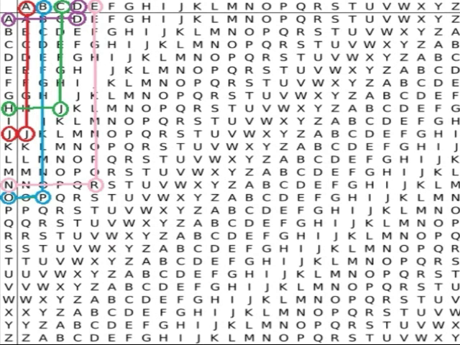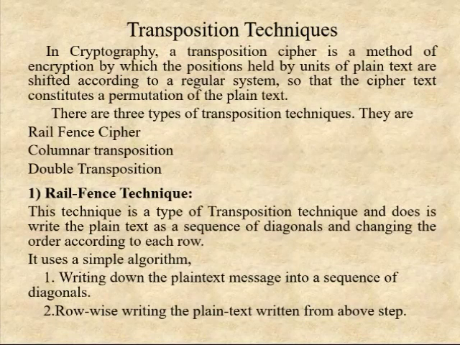Another example: the plain text letter is C and the key value is H, then we get ciphertext letter J. We continue the process. This is the polyalphabetic cipher. These are the substitution techniques. The next topic is transposition techniques.